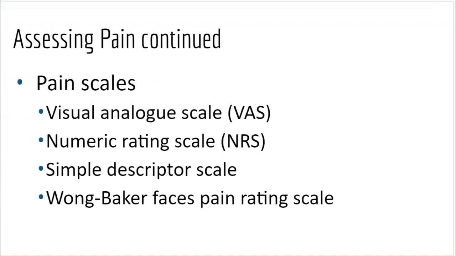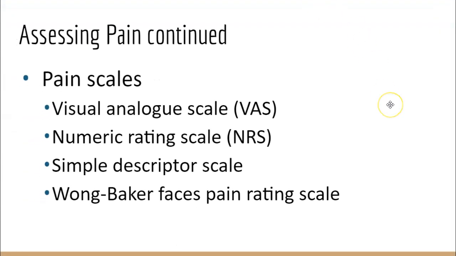Then we have the numeric rating scale. Typically that's a scale from 0 to 10, 0 being no pain at all, 10 being the worst pain possible, and then everything in between. What you have to know is that in a numeric scale, 0 is no pain, 1 to 3 is typically mild pain, 4 to 6 is moderate pain, and 7 to 10 is severe pain.